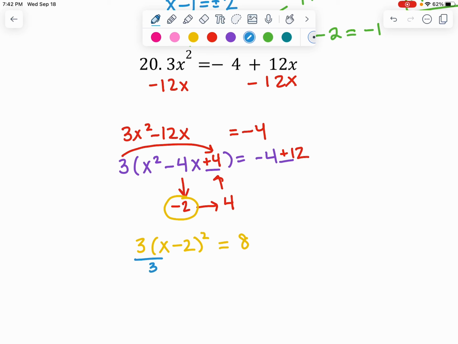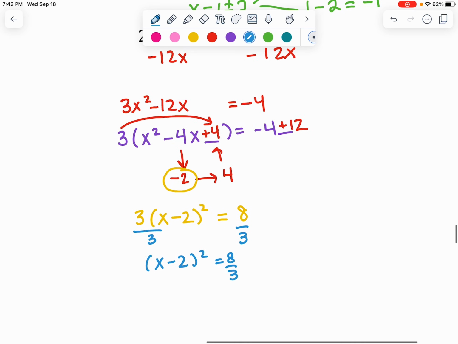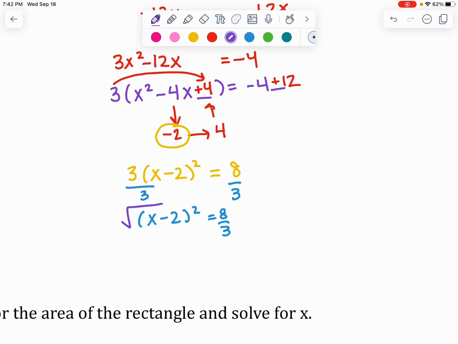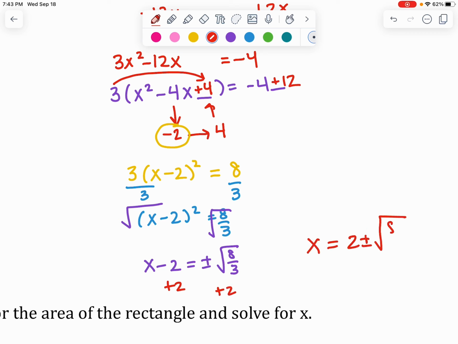Next, I'll divide both sides by 3. I get x minus 2 squared equals 8 over 3. Next, I'm going to square root both sides. X minus 2 equals plus or minus the square root of 8 thirds. And then we'll add over 2. And I get x equals 2 plus or minus the square root of 8 thirds. And that's your final answer.